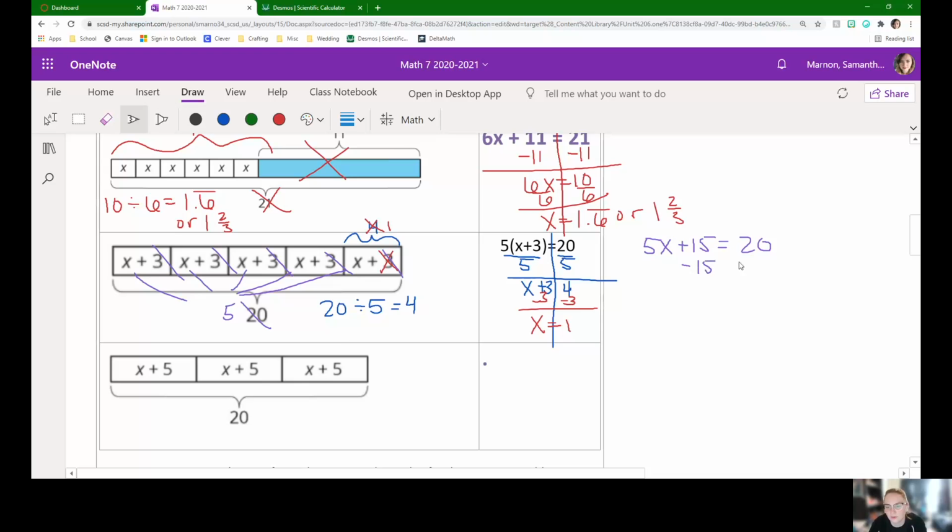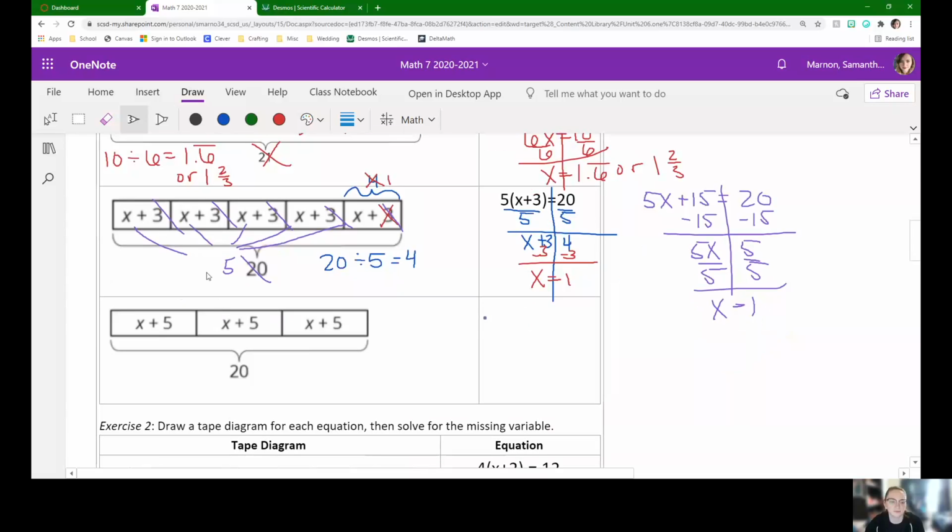So on our equation, that would have looked like taking away 15 from both sides, leaving us with 5x equals 5, and dividing by 5 to find x equals 1. It doesn't matter which way you do it. I would like us to practice some like this, because I think this sometimes is simpler than distributing everything out. But whatever way makes the most sense to you, I don't care which way you do it in class.